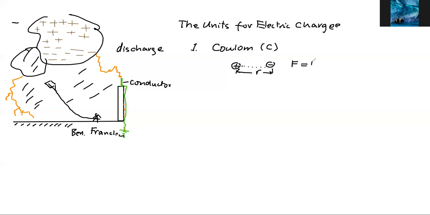So the force is equal to K times Q1 Q2, the product of Q1 and Q2. Sometimes we use a lowercase q, sometimes a capital Q to represent the charge. And here r is the distance between the two charges. This is called Coulomb's law. That's very important. The reason we choose his name is that his contribution to the study of electricity, the static electric field, is the greatest. So that's Coulomb's law.